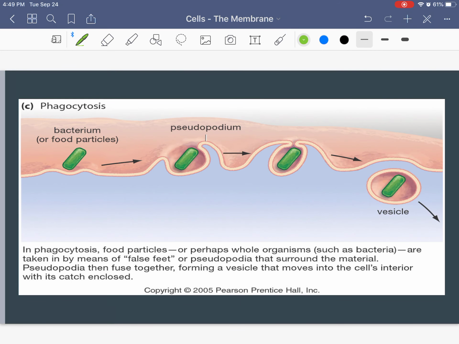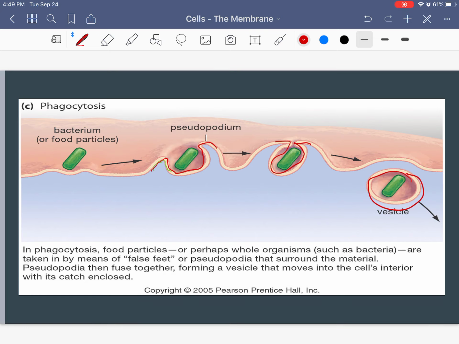So this is basically a diagram of what I just drew. We have our bacteria, our pseudopodia, our cell extensions are being formed so that we can trap whatever it is that we're trying to trap. And in this case, a bacteria. We're going to take it and then fuse it with a lysosome.